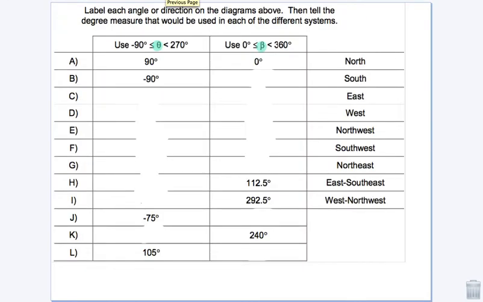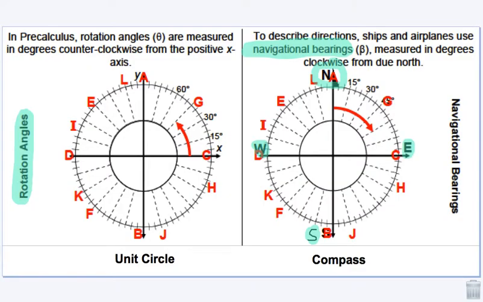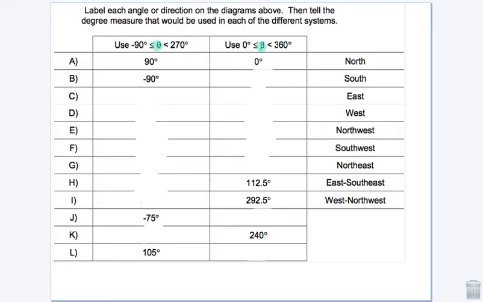Okay, so let's go ahead. At north on the compass, you're at 0 degrees. On the compass, you start at north and you go clockwise. So north is 0 degrees, east is 90, south is 180, and west is 270. So it's a little bit different.